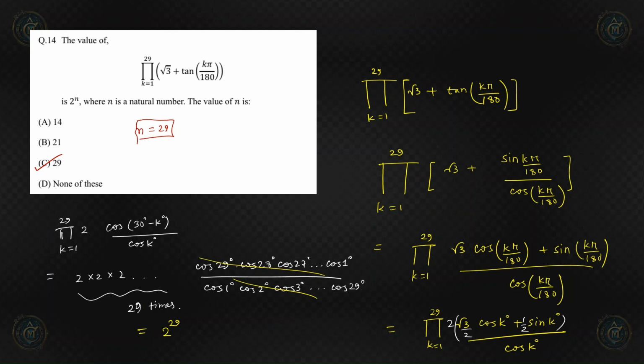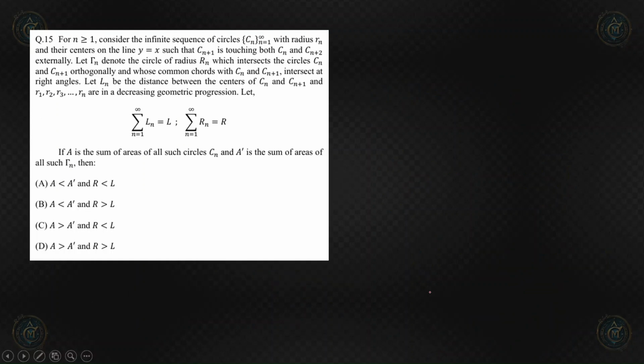ओके. लेट अस जंप टू द फाइनल प्रॉब्लम ऑफ दिस टेस्ट पेपर. तो ये क्वेश्चन क्या बोल रहा है, for n greater than or equal to 1 consider the infinite sequence of circles Cn from n equal to 1 to infinity with radius Rn and their centers on the line y equal to x, such that Cn plus 1 is touching both Cn and Cn plus 2 externally.